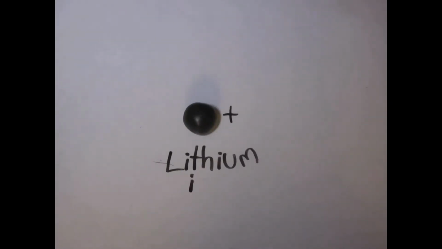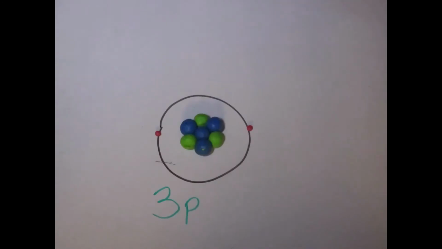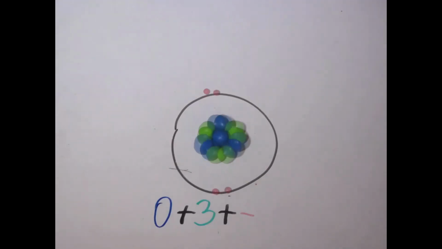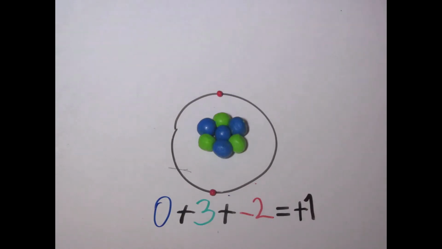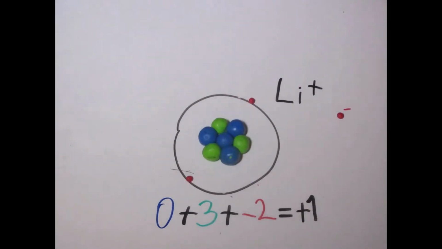But now let's have a lithium plus ion. So with an isotope, we had same number of protons, different number of neutrons. Now with an ion, we have a different number of electrons. Here we have 3 protons, 4 neutrons, and 2 electrons. 0 plus 3 plus minus 2 is plus 1. So we have a lithium plus ion.